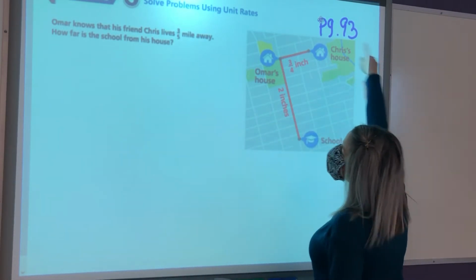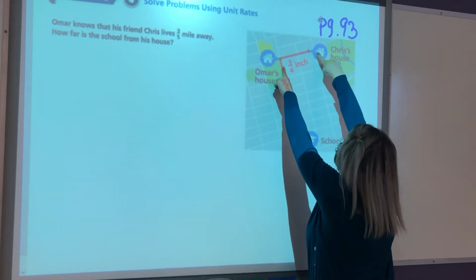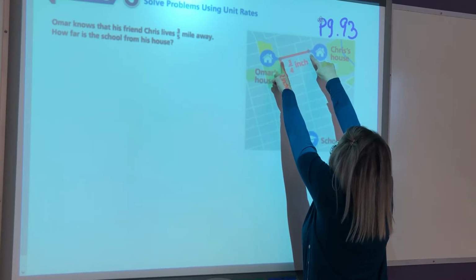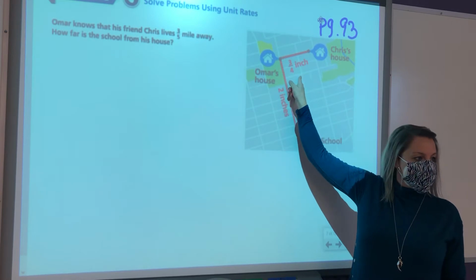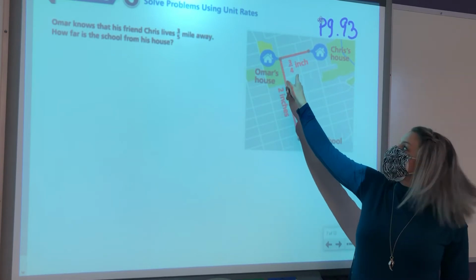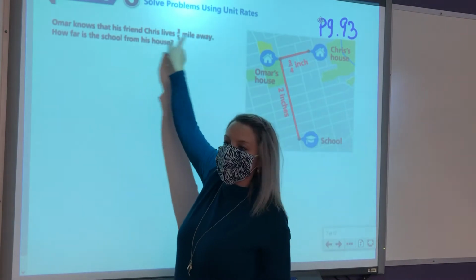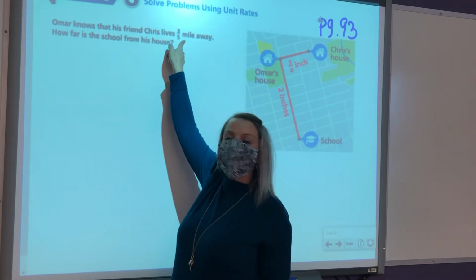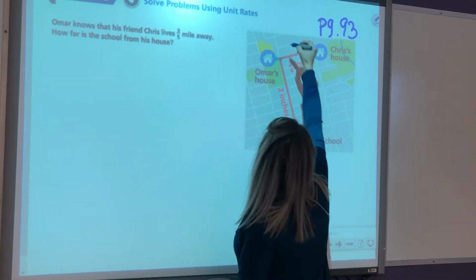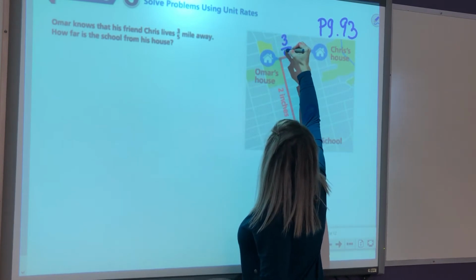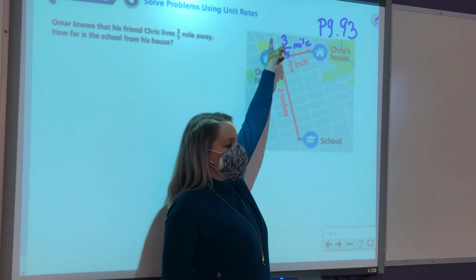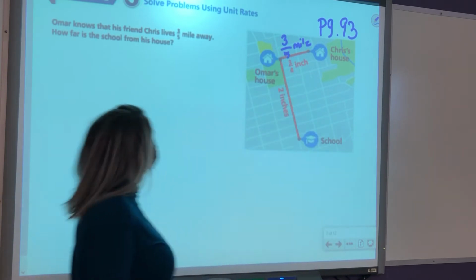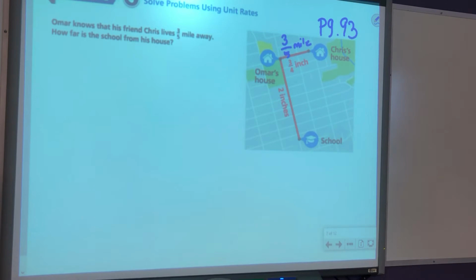So here's Omar's house. Here's Chris's house. On our map, it's how much? 3/4 of an inch. But he knows that he lives 3/5 of a mile. So, what's our ratio? 3/5 of a mile, 3/4 of an inch. Yes.